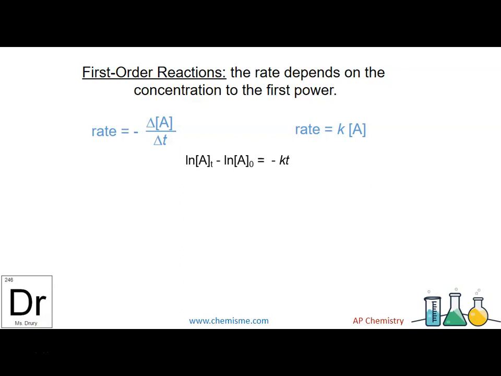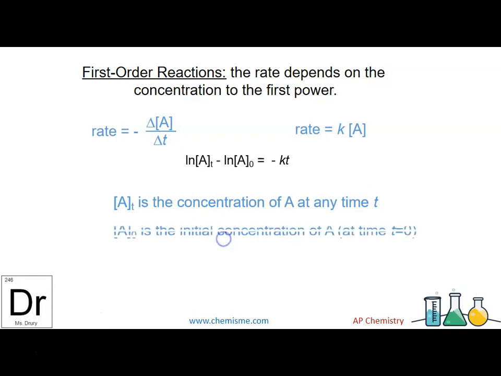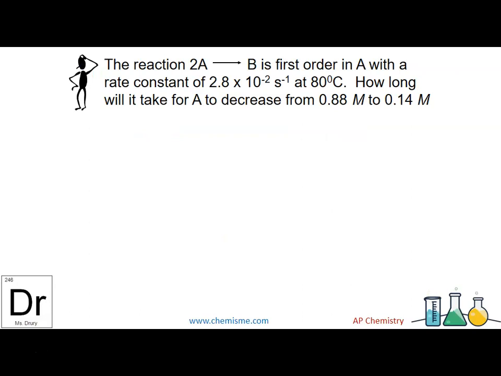The natural log of the concentration at any time minus the natural log of the concentration at the initial time, that's what the 0 stands for, initially at time 0, is equal to the negative rate constant times the time it took to get to this concentration, the first concentration you have written. And so A_t is the concentration of the substance at any time t, and A_0 is the initial concentration when the time is 0.